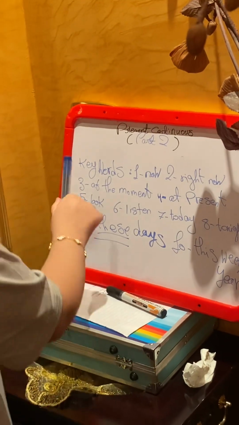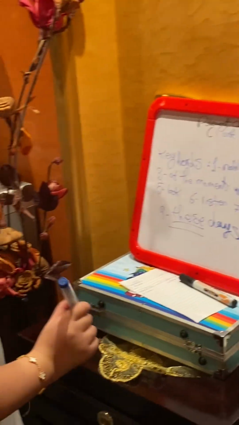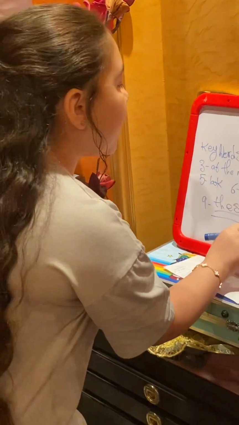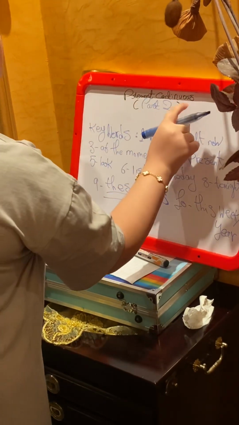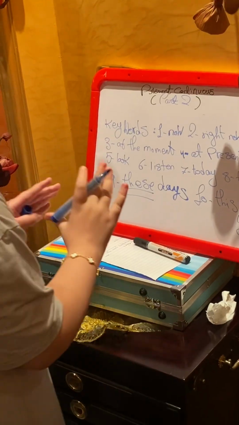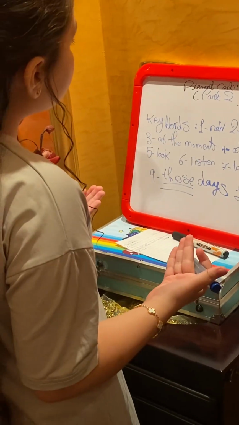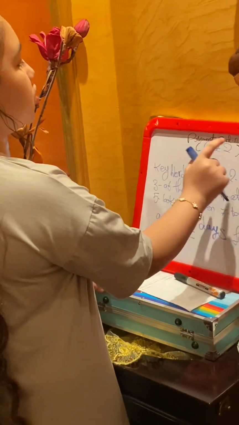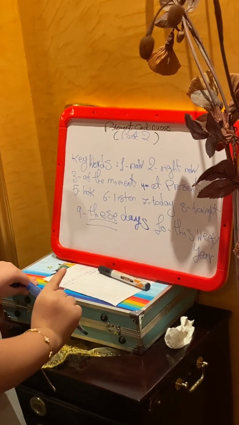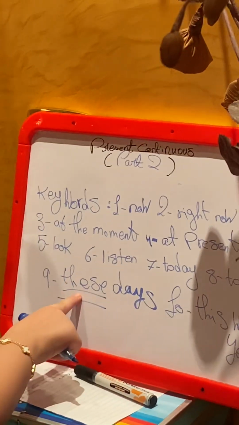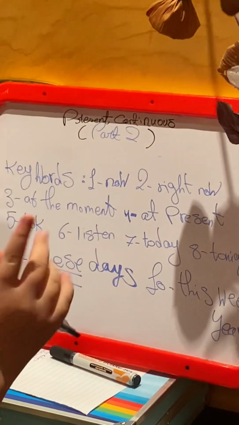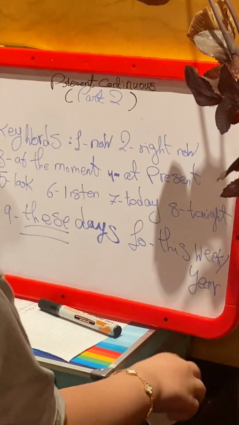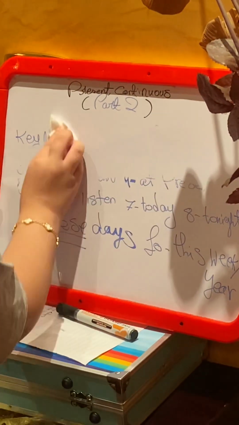Okay, guys. These are the 10 keywords that, when your eyes see them, are all related to the present continuous. So when you see them, which tense will we use? Present continuous tense. These are related to plural, and this is singular.